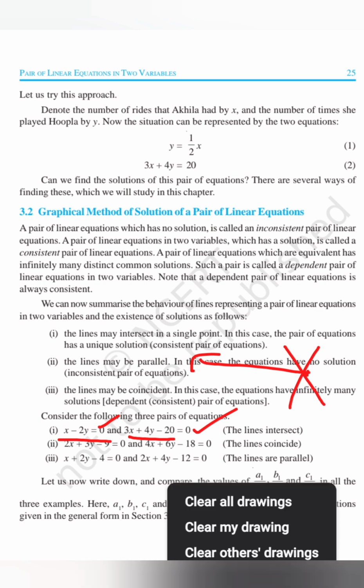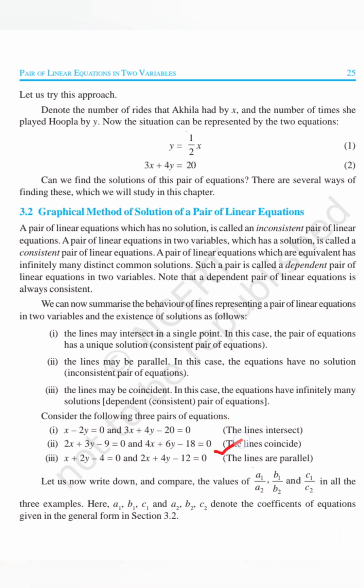In the second case, you have two equations given in the second Roman numeral. The lines coincide. It means you have infinitely many solutions because they coincide at so many points. And in the third subdivision, the lines are parallel. If you draw the lines on a graph sheet for these two equations, those lines will be parallel to each other. It means they have no solutions at all.